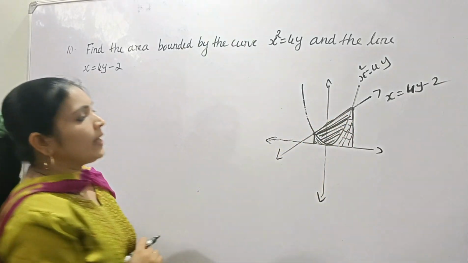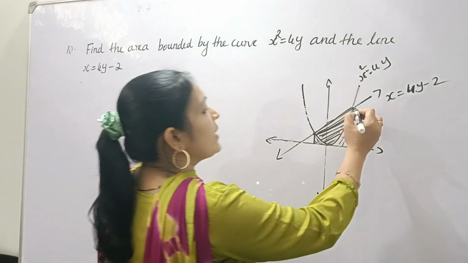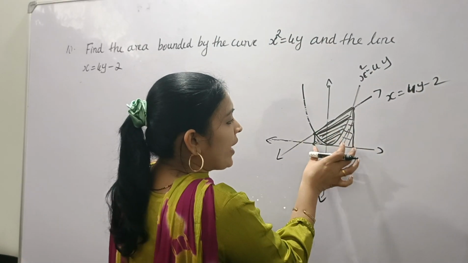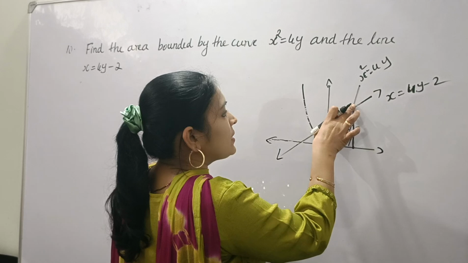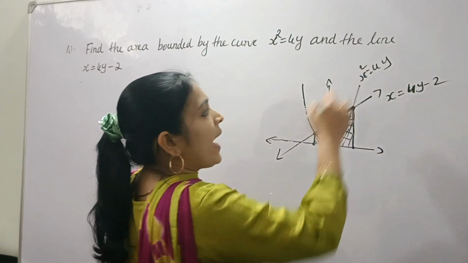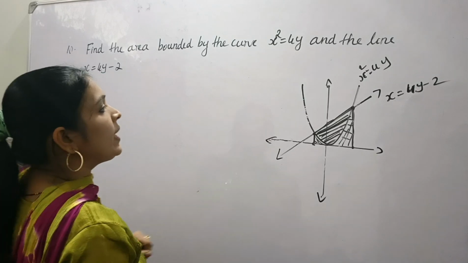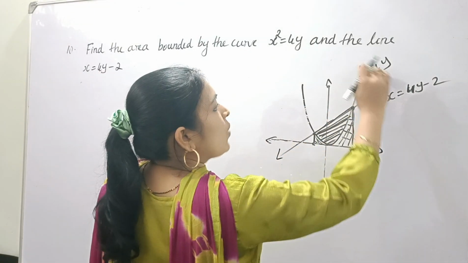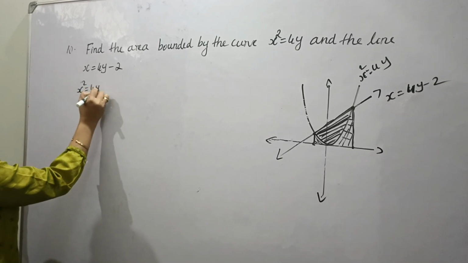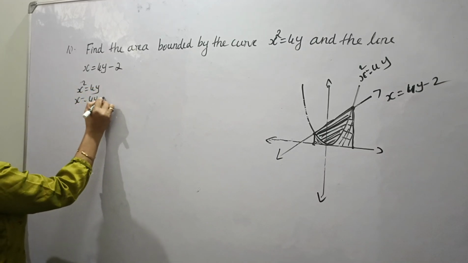So for that we have to find the points of this, right? We have to find these points. We can find this point. It is nothing but the intersection of this line and the curve, right? So to get this point, we have to solve these two equations, that is x square is equal to 4y, x is equal to 4y minus 2.